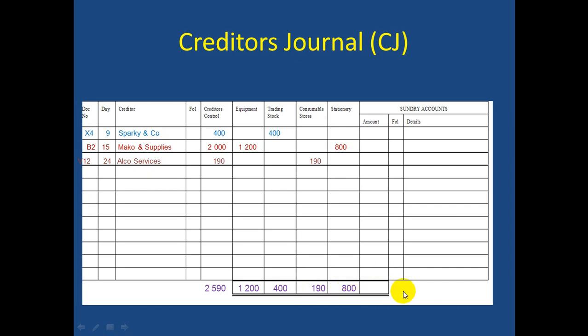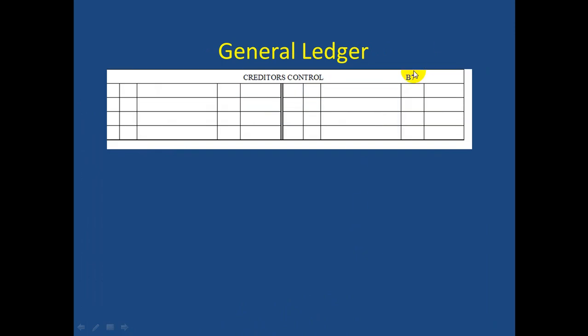So the point of this video is how do we now post these things? How do we post these things over into our general ledger? Okay, so the folio numbers that you see popping up at the bottom here, those are the numbers that show us where all these transactions are going to. So our creditors control will be going to B7, our equipment B1, trading stock B2, and so on. Okay, so let's have a look at the general ledger. As I said, creditors control will be going to B7.